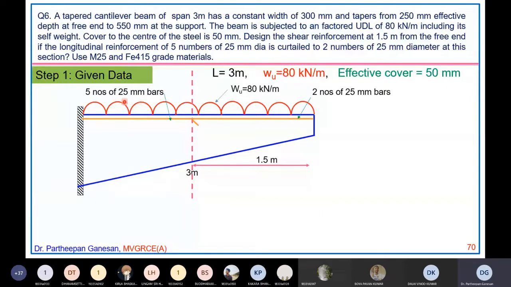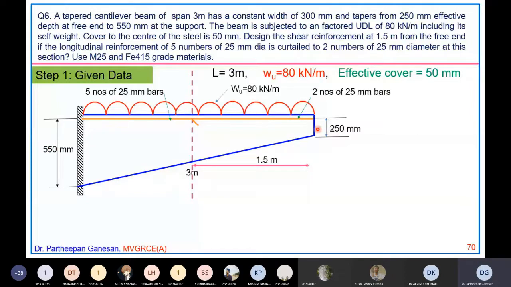Is that clear? Any doubt in this one? 5 numbers and 2 numbers. Anybody having any doubt? Because if you make this wrong, everything else will be wrong in the given data. And of course, this 250 mm is the effective depth at the free end. So 250 mm effective from the compression end till the center of the tensile reinforcement. Similarly, from the compression end till the center of the tensile steel, it is 550 mm.